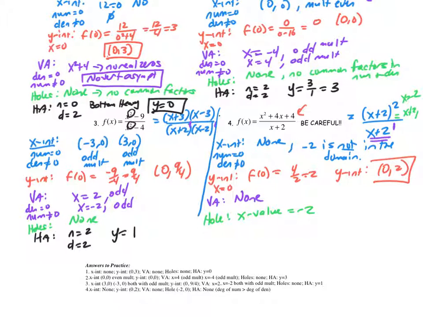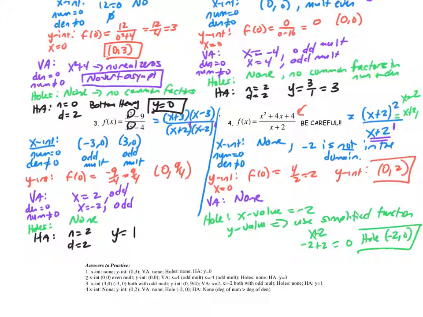And then to find the y value, we need to use the simplified expression. Okay, that's the key. Use the simplified function. If you don't substitute -2 into the simplified function, you're going to get 0 over 0, which is undefined. So the simplified expression is x plus 2. So we're going to put -2 in. So -2 plus 2 is 0. So we have a hole at -2, 0.